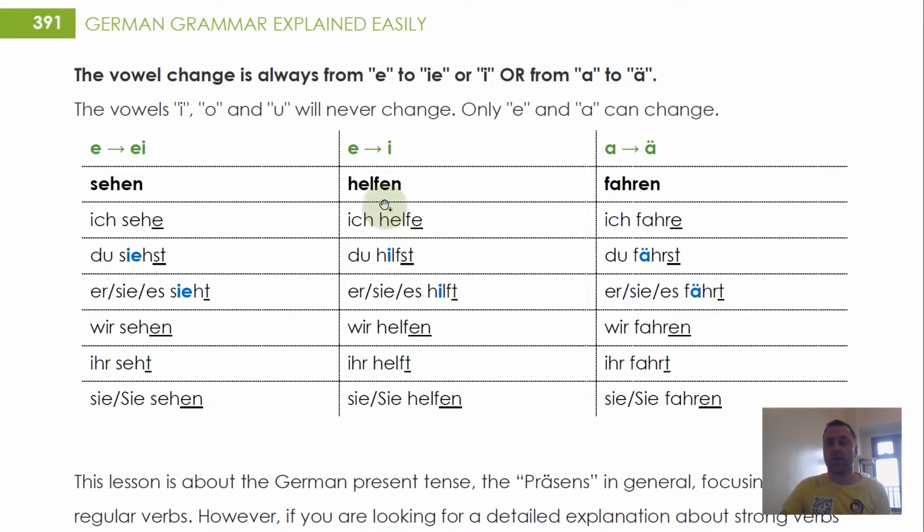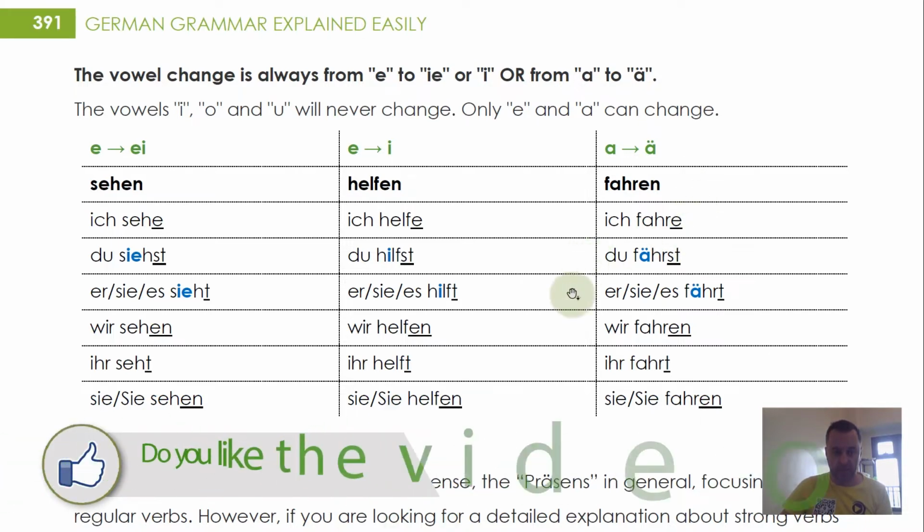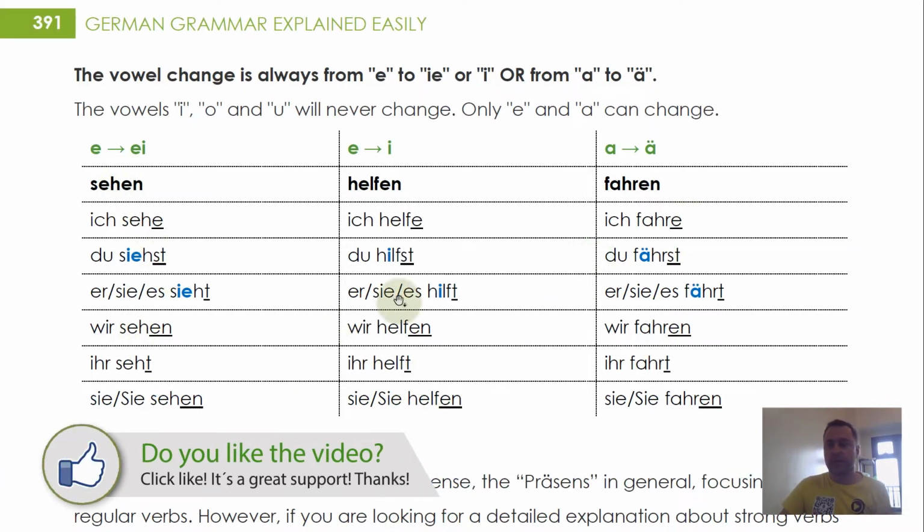And also not all 5 vowels can change. It's actually only the E or the A. Nothing else can change in present tense and strong verbs. And the E can change to EI, that vowel combination, or just the I, and the A can change to the Ä, so the umlaut, the A with the 2 dots that you can see right here as well. We have a few examples here. I will not go through all of them in detail right now.